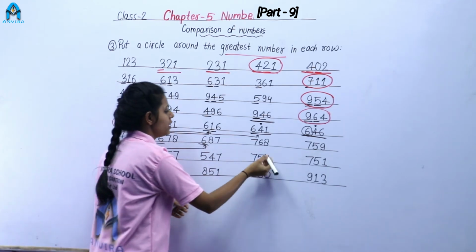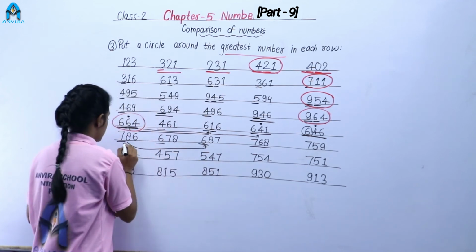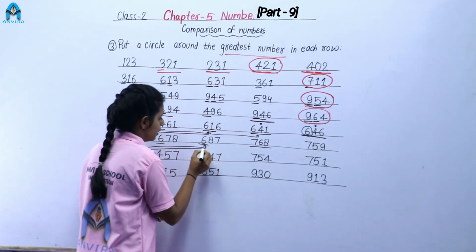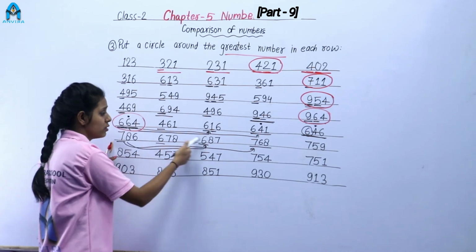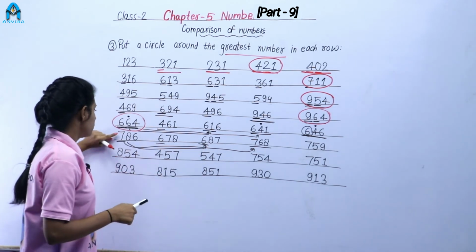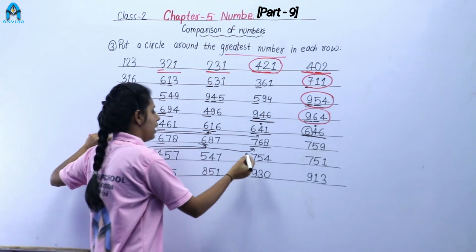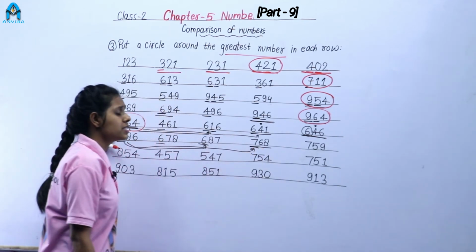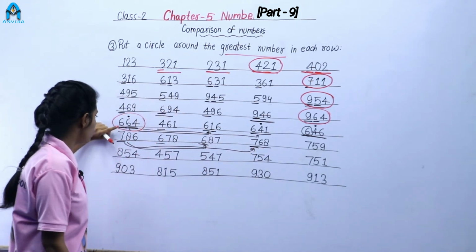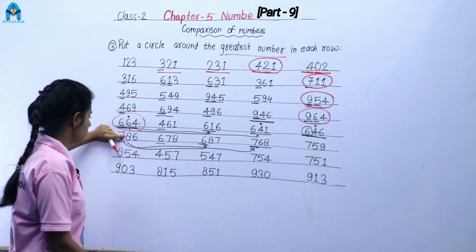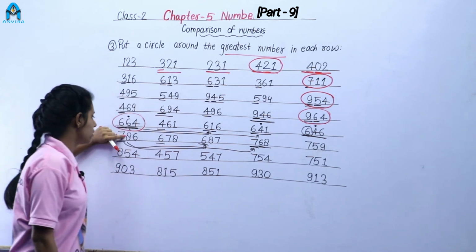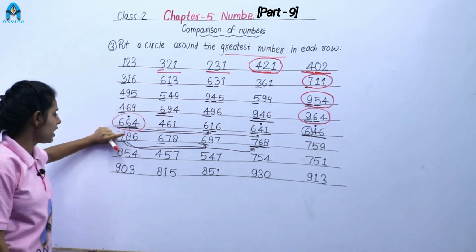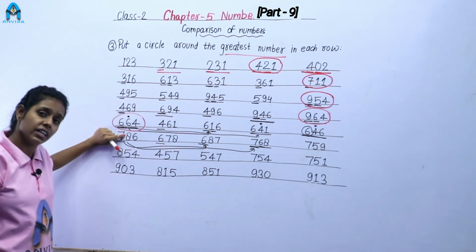Let's go to the next number. We compare this and this because this is the greatest number from those numbers. So, this is 700 and this is also 700. Let's go to the tens place. So, here is 8 and here is 6. So, which is greatest? Yes, 8 is greatest.